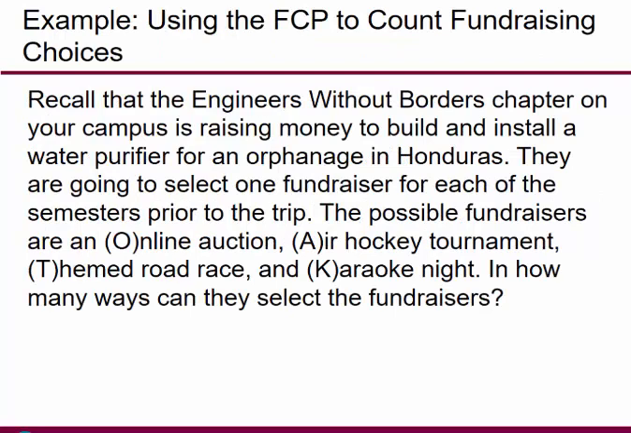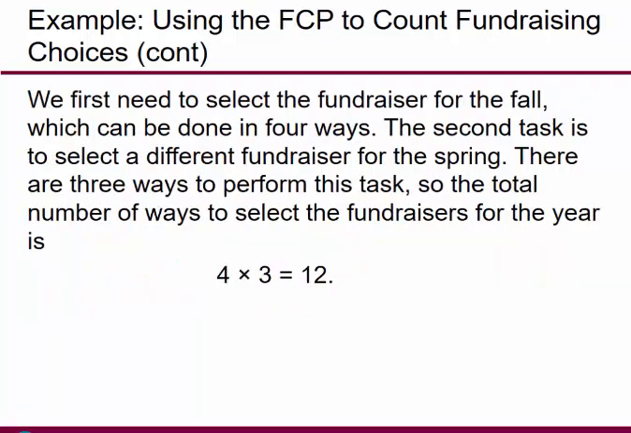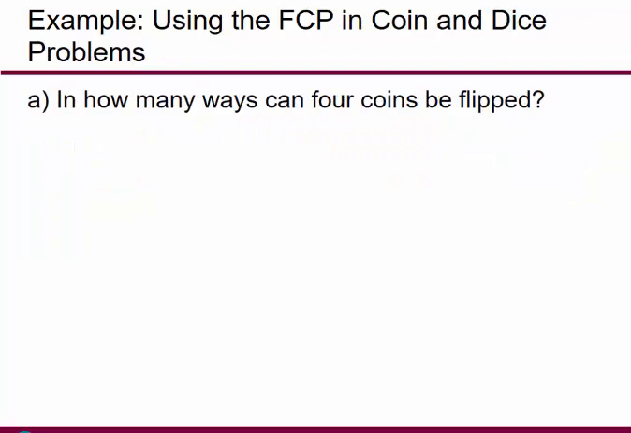So recall the information that we had from the previous lecture, Engineers Without Borders. They're going to select one fundraiser for each of the semesters prior to the trip. The possible fundraisers, again, are online auction, air hockey tournament, themed road race, and karaoke night. How many ways can they select the fundraisers? We first need to select the fundraiser for the fall, which can be done in 4 different ways. The second task is to select a different fundraiser for the spring. Now, there are 3 ways to perform this task. So the total number of ways to select the fundraiser for the year would be 4 times 3, which equals 12.